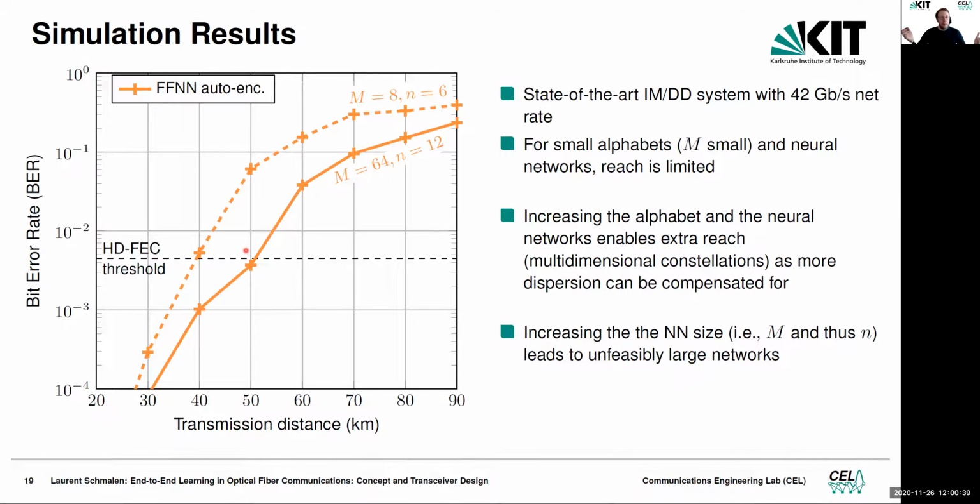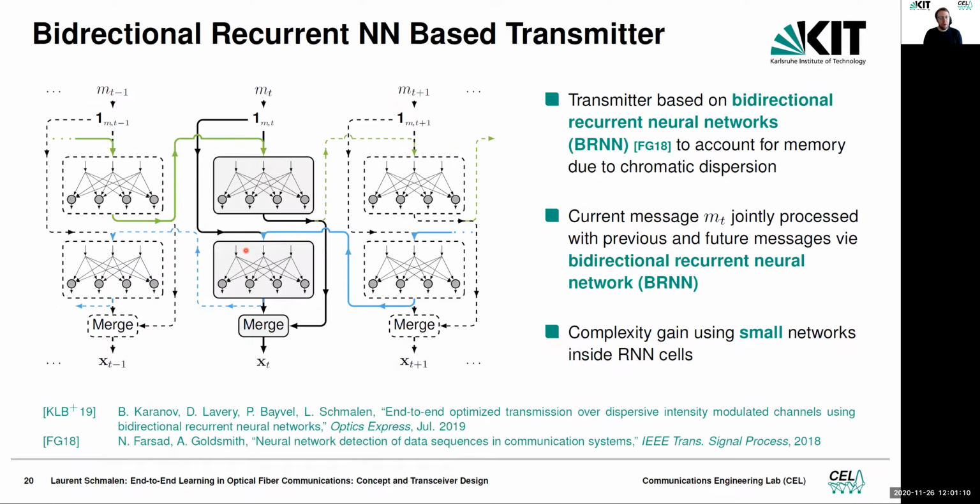We could go further, but the disadvantage is that the complexity increases very unfavorably because of these matrix multiplications that we need to do inside the layers. The complexity doesn't grow very nicely with the number of symbols. So this is going to be infeasible pretty soon, and we are limited by chromatic dispersion. So we need to find a way of tailoring these neural networks to the dispersive nature of the channel. This is what we did in a follow-up work that was published in Optics Express.